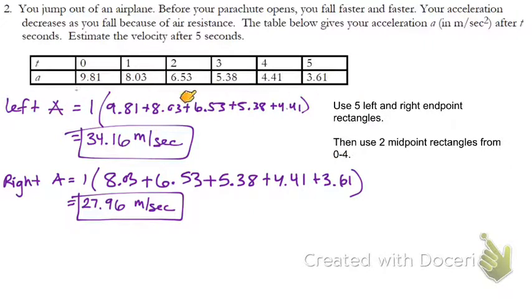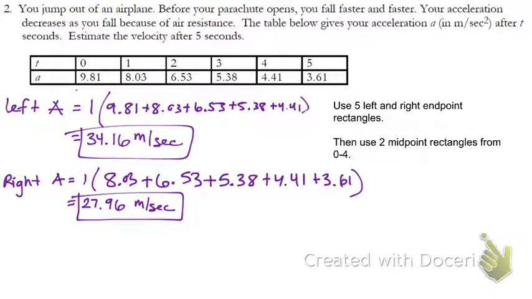If you're looking at a table, you have to have the value in the middle of the table. So some people think they'll go from 0 to 1. The middle of 0 and 1 is 1/2, but you don't have a value for 1/2, and so you can't use that. Some people like to make it up. They average these two numbers together and choose that value, but that's not correct. So notice that it just says to use 2 midpoint rectangles from 0 to 4.